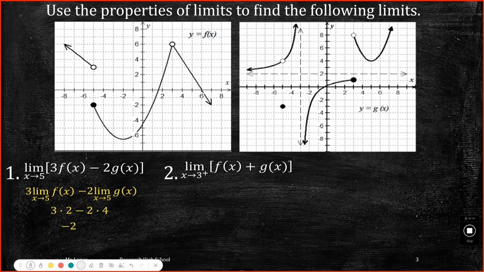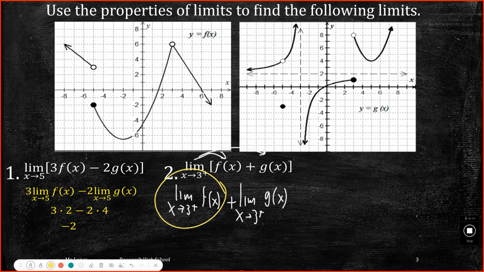You also have to be proficient at knowing how to read what it's saying. This is saying what is the limit as x approaches 3 from the right side. That's plus. So what's the limit as x approaches 3 from the right side of each one of these functions that are added up? You distribute the limit. So it's going to be the limit as x approaches 3 from the right side of f of x plus the limit as x approaches 3 from the right side of g of x.